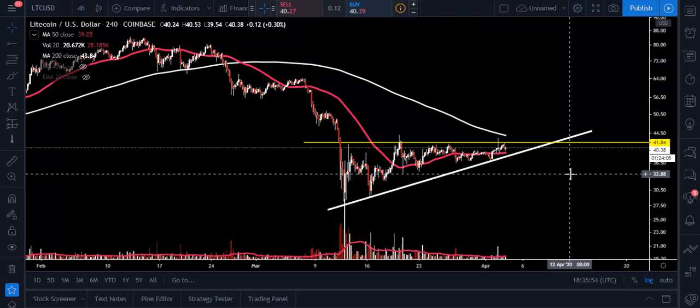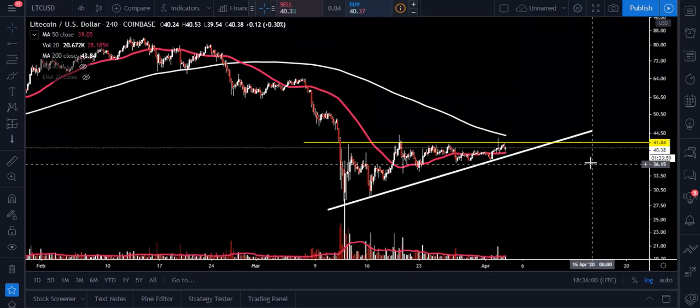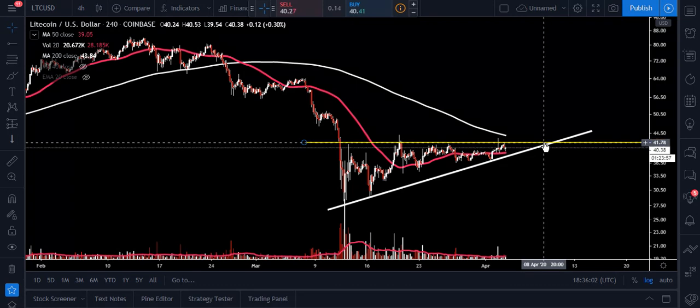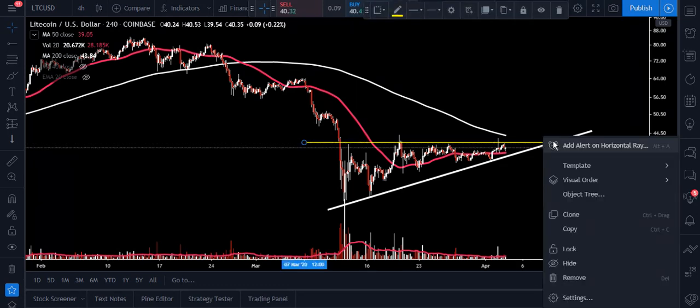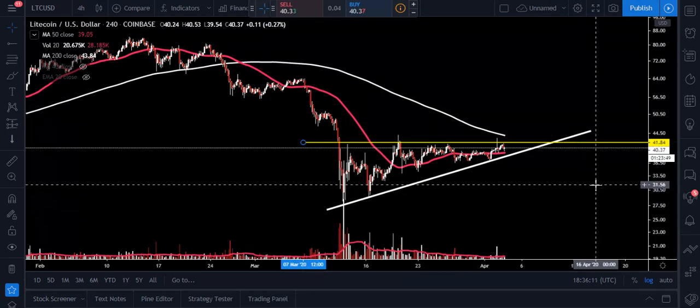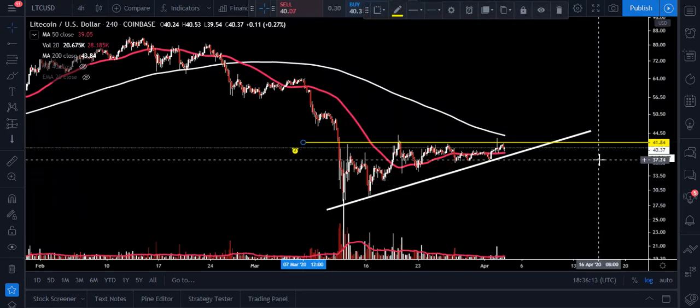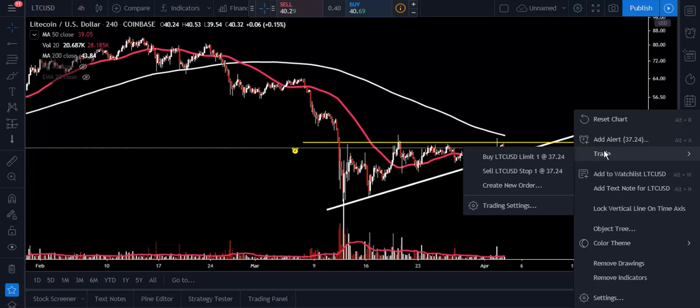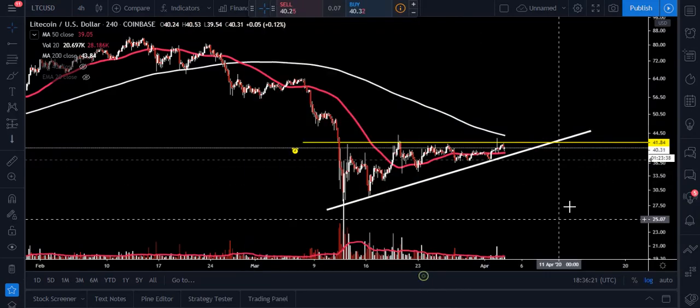So in my opinion, this definitely is becoming some type of ascending triangle right now, and we're going to see if we get that break to the upside or the downside. So in terms of alerts, I'm going to put an alert at 41.91. We'll add it on the horizontal ray that I have here on the yellow part, and we'll create that. So that's going to be my upside alert. And then downside alert, I would want to be alerted if we're breaking down through $37.24. So we're going to add that in as well.